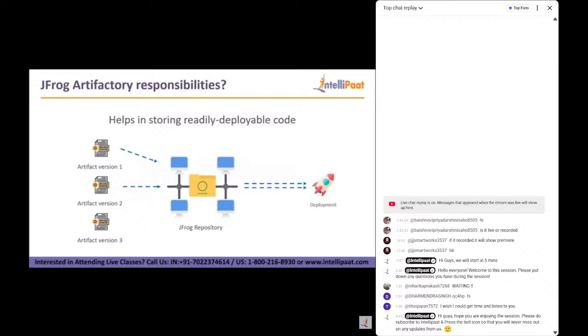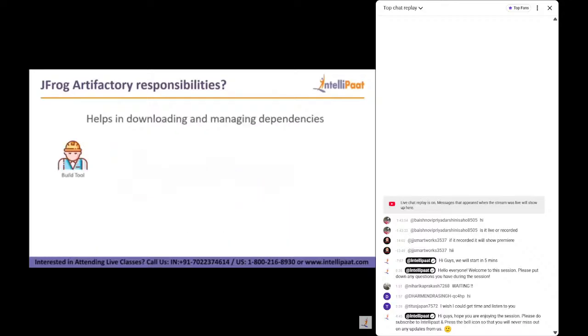It's a simple process of just selecting it. So this is one of the first responsibilities of JFrog, that is to store all the artifacts, which can then go ahead for deployment. And the second responsibility of JFrog is to help in downloading and managing dependencies.